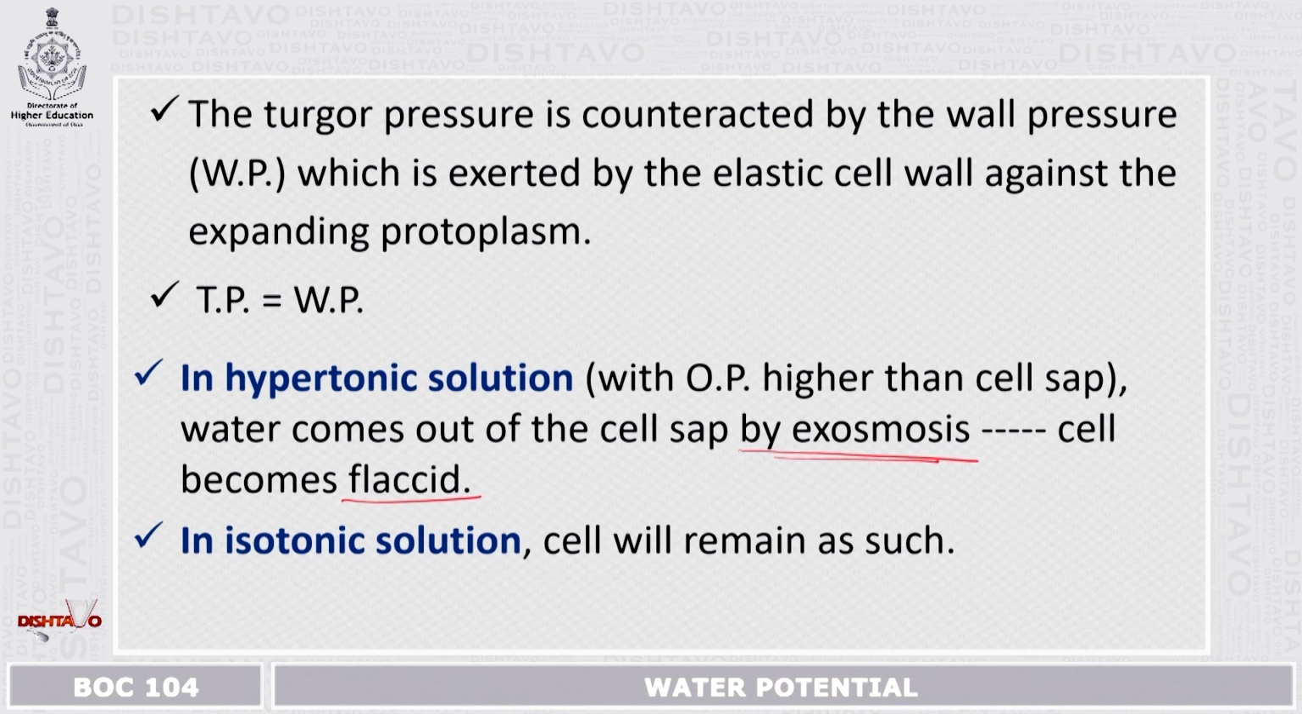What will happen if the cell is placed in an isotonic solution? If it is placed in the isotonic solution, the cell will remain as such. There will be no movement of water, as the osmotic pressure, both outside as well as inside the cell, is the same.